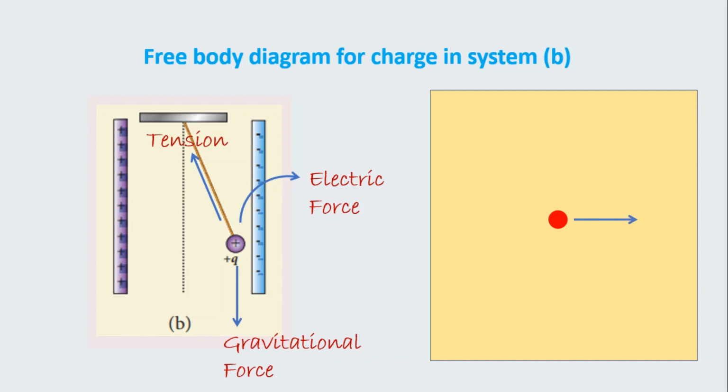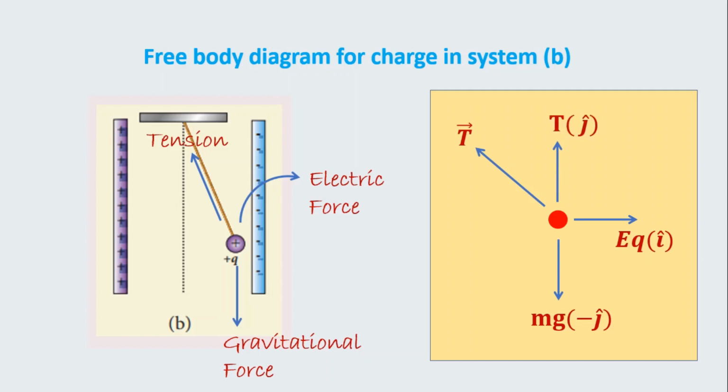Next, the first force, electrical force EQ that acts along the positive x-axis. Then the second force is the gravitational force that is vertically downward, so mg minus j cap. Then the third one is the tension that is inclined. This is resolved into two components. One is vertically upward, that is T j cap. Then the horizontal component towards the left-hand side, that is minus T i cap. This is a simple free body diagram for our second system.